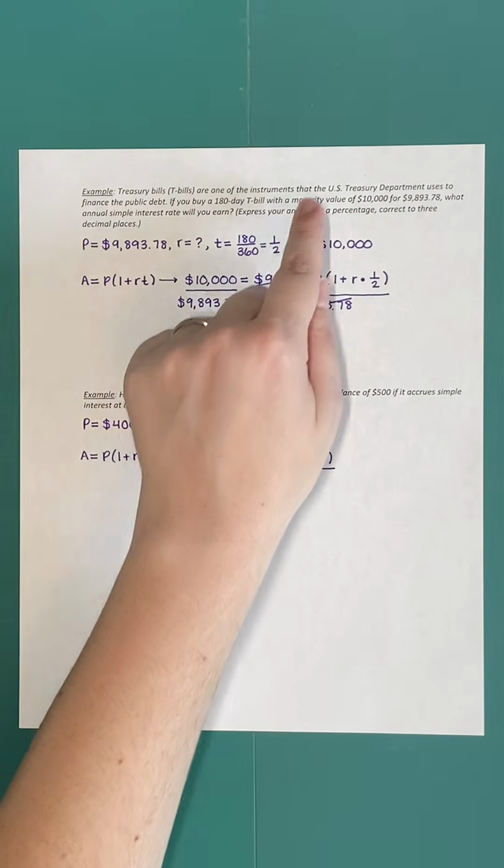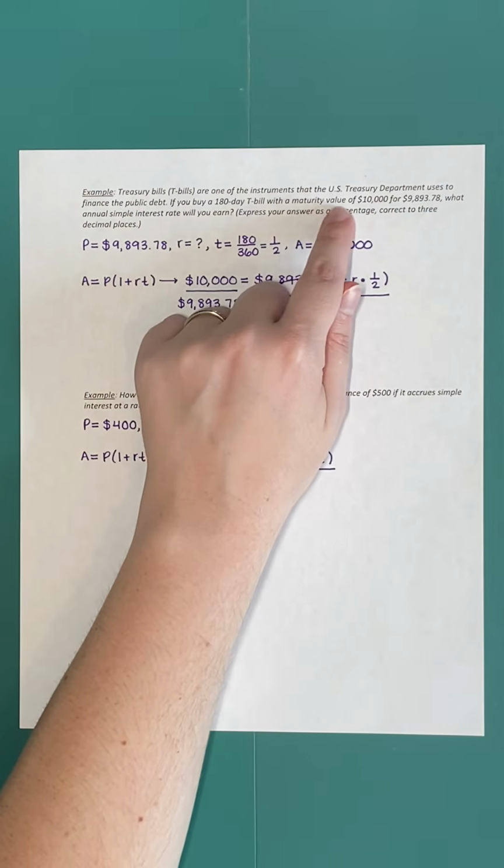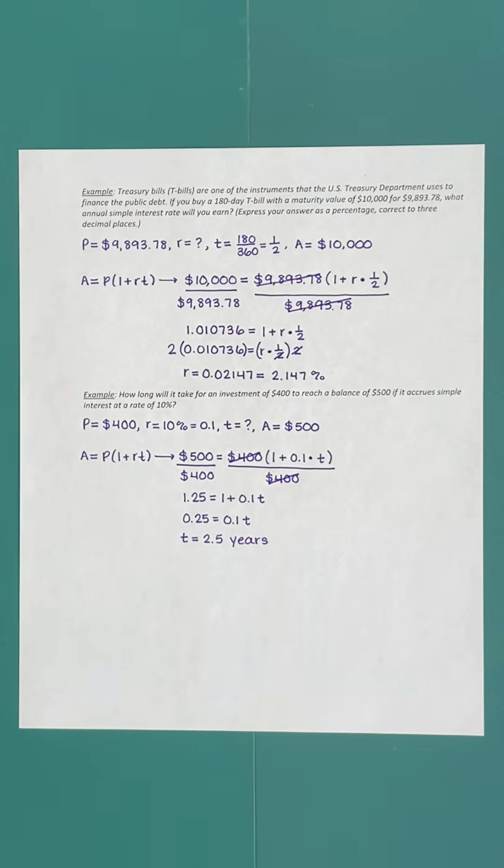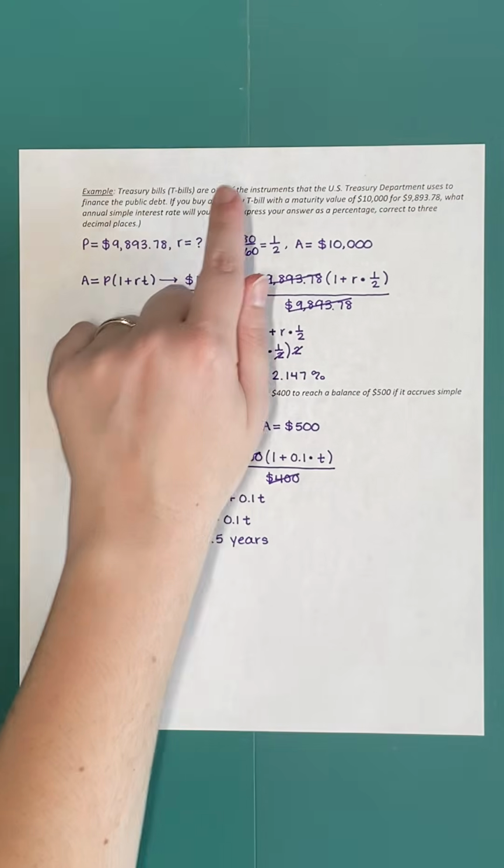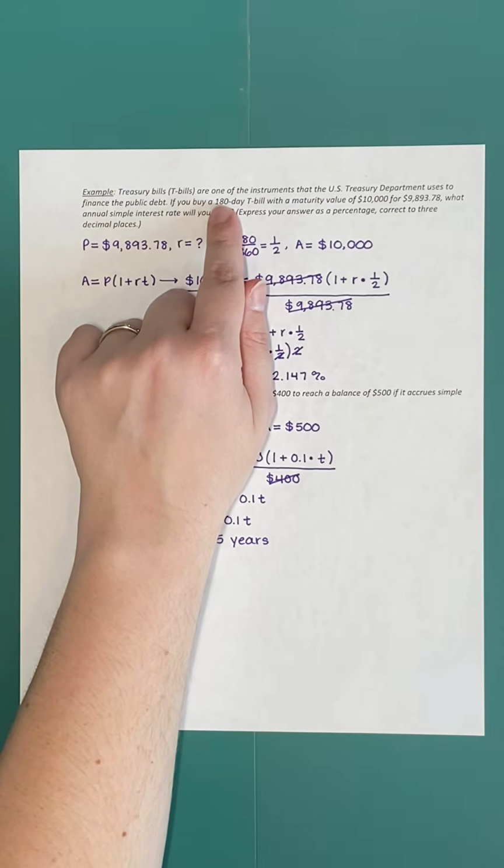The key words here are maturity value. Maturity value means the same thing as future value. When we say that an account matures, it means that essentially it's wrapped up. It's added in all the interest that should be accrued. It's matured. So the maturity value is $10,000. That means that's going to be our value for A. That's what the account is going to be worth in the future, specifically after 180 days.